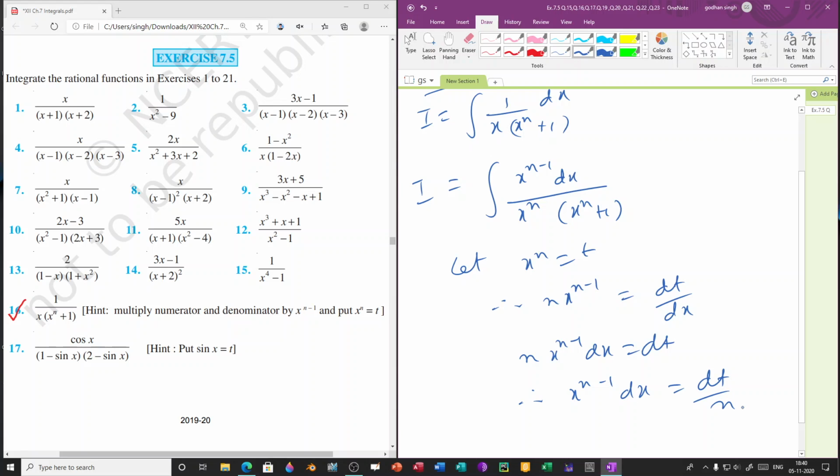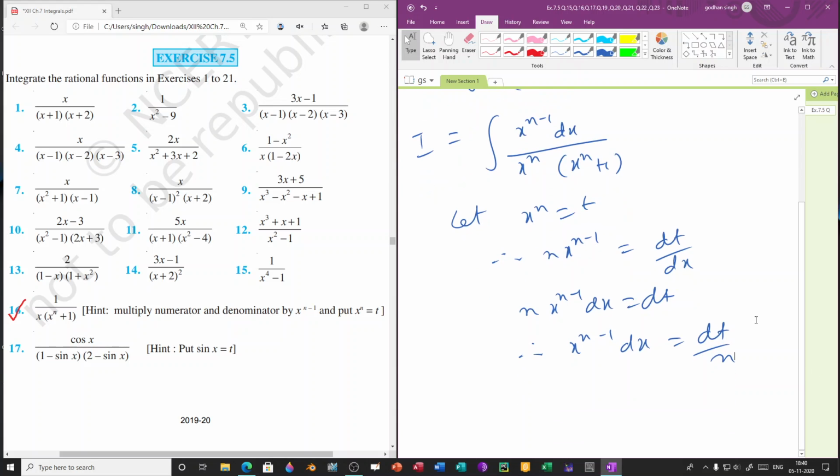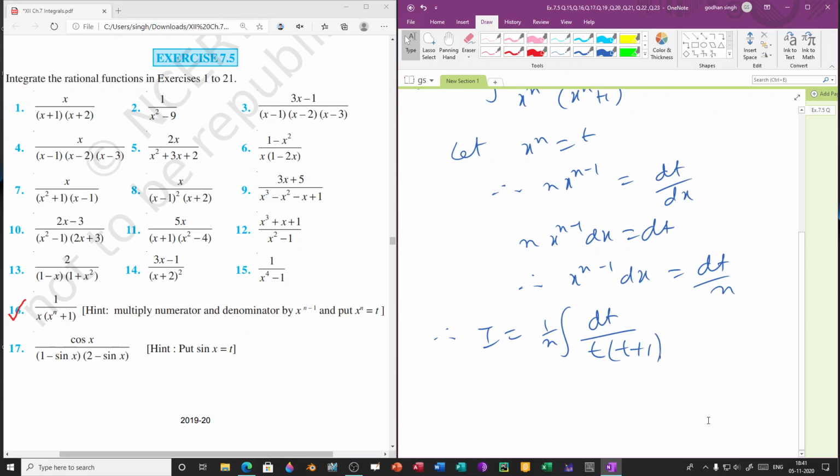Putting these values in our I, in place of x raised to n minus 1 dx we write dt by n, and this 1 by n is a constant that we can take out of the integration. So we get dt over t into t plus 1. Now we will do the partial fraction of this, and the partial fraction which we will apply here is of the first type.